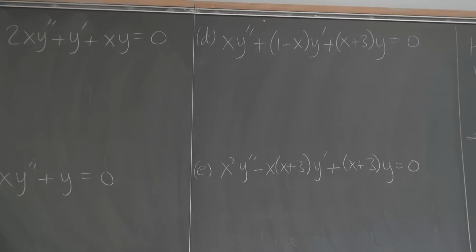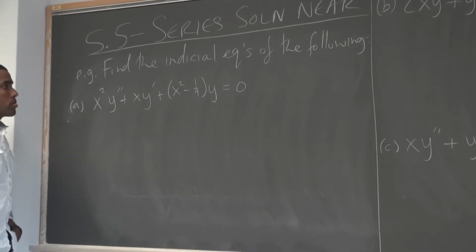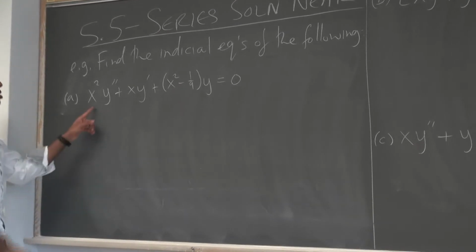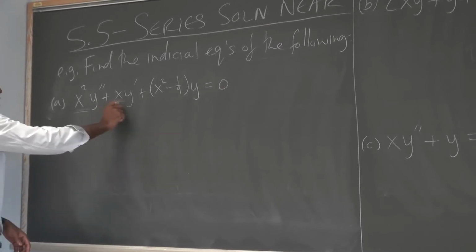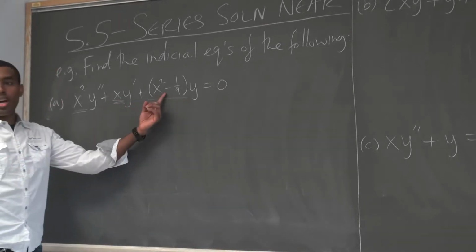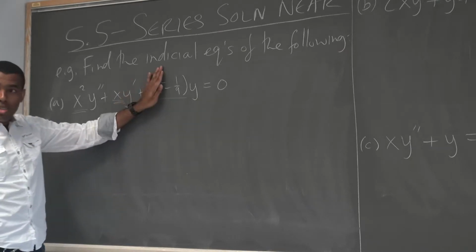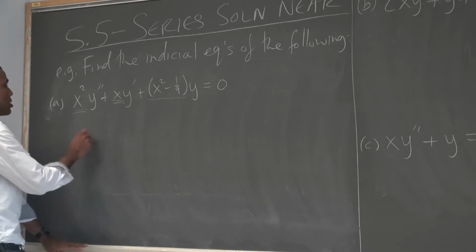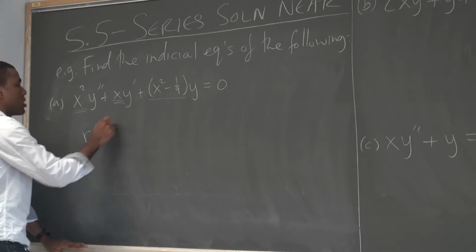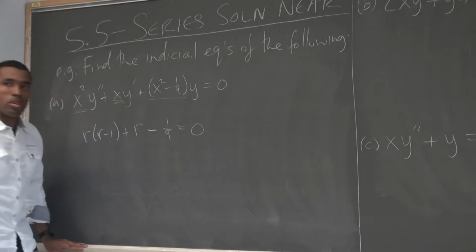r times r minus 1 plus r minus 1 over 9. Right. So here, x squared, okay. x, okay. When you look at this term, not okay. This should be a constant. There's an x squared. What do we do? Ignore the x squared part. So then this becomes r times r minus 1 plus r minus 1 over 9 equals 0. Okay.